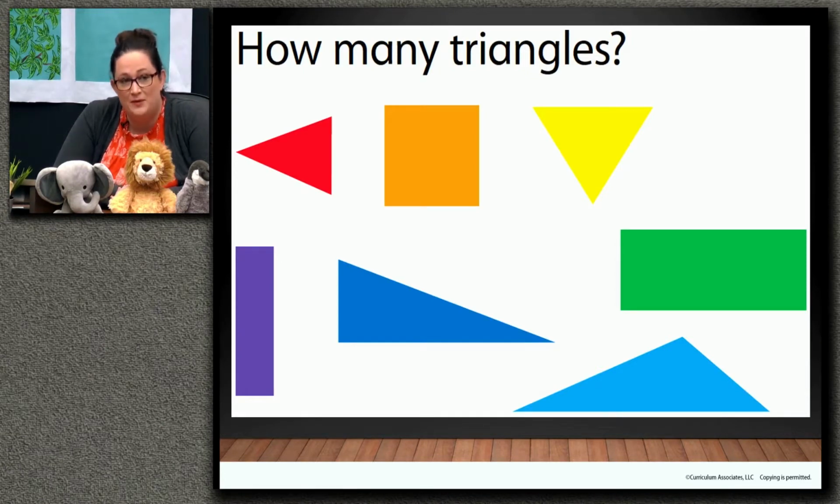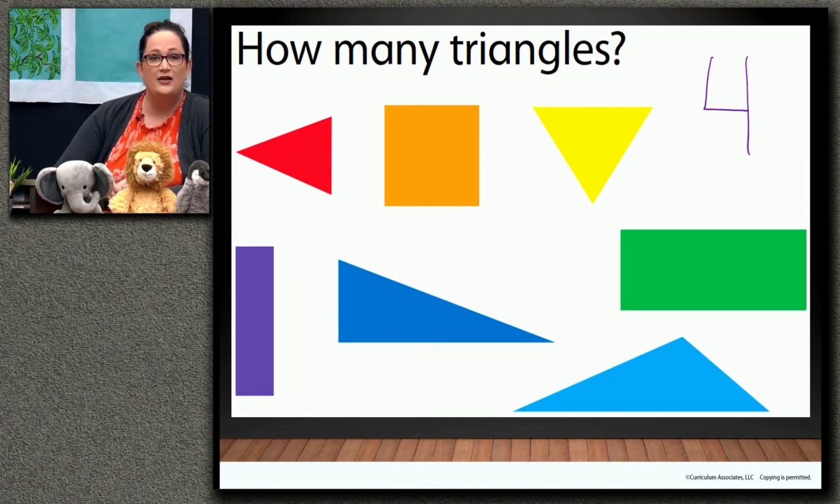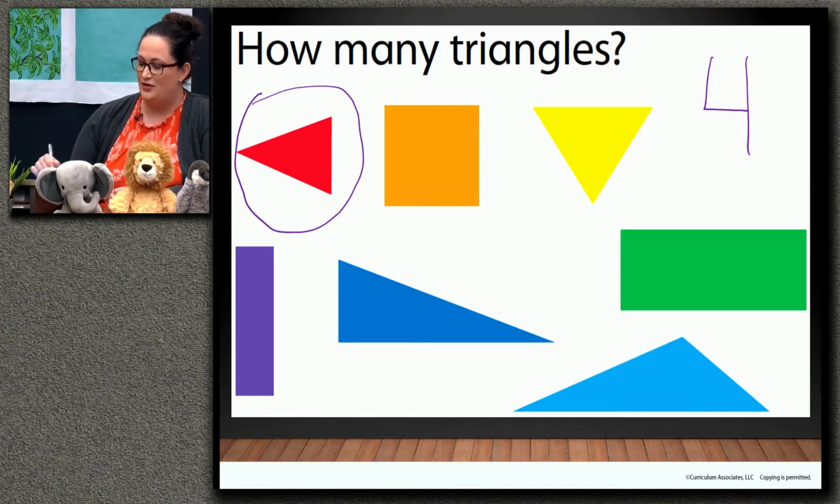What do you think, Pebble? Okay, what do you think, Mabel? You got the same answer. What are you thinking at home? How many triangles do you see? If you said 4, ding, ding, ding, there are 4 triangles. Are you ready to see which ones are the triangles? This is a triangle. It has 3 straight sides that meet at 3 corners. Here's another triangle.